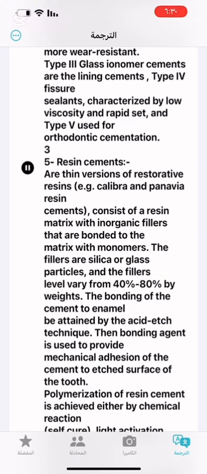The liquid is a water solution of polyacrylic acid, 32% to 42%. The cement powder is essentially zinc oxide and magnesium oxide. The cement powder that is mixed with water contains the zinc oxide particles, coated by 15% to 18% polyacrylic acid.